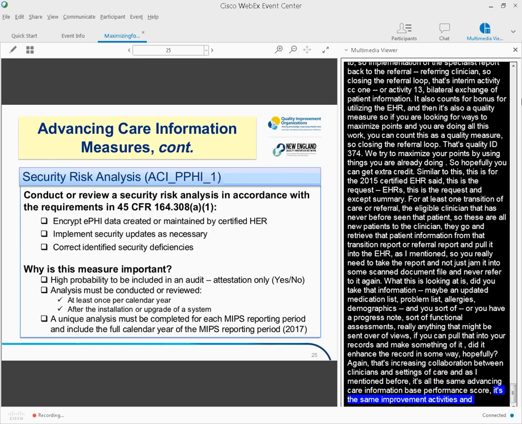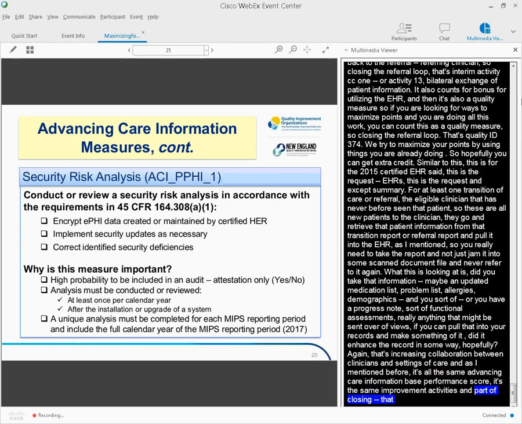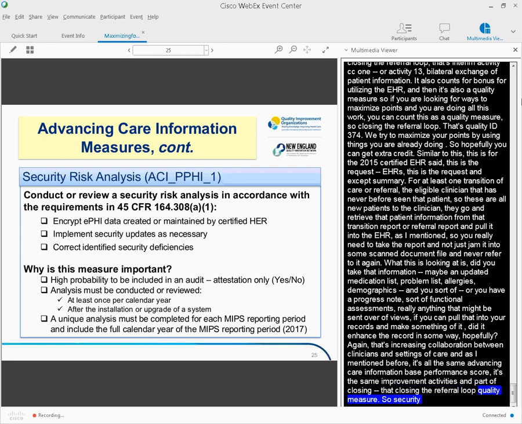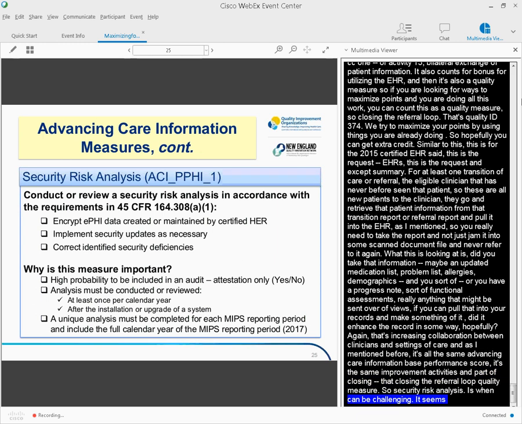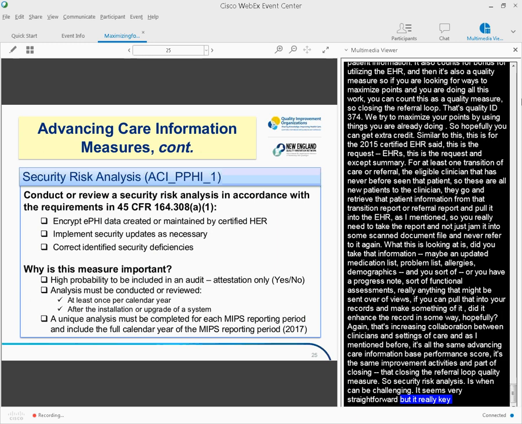So, security risk analysis. This one can be challenging. It seems very straightforward, but it really can be challenging. Oops, and I apologize, that's her. If you guys are familiar with typing EHR on a computer, it loves to autocorrect to her. We try to capture those, but sometimes they sneak through.